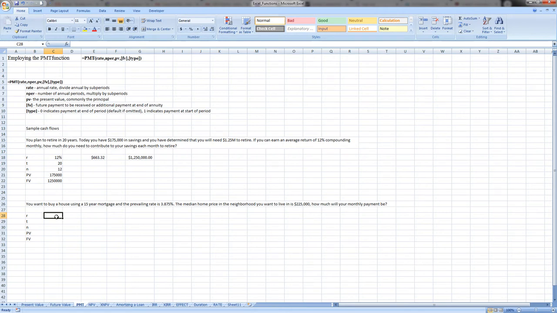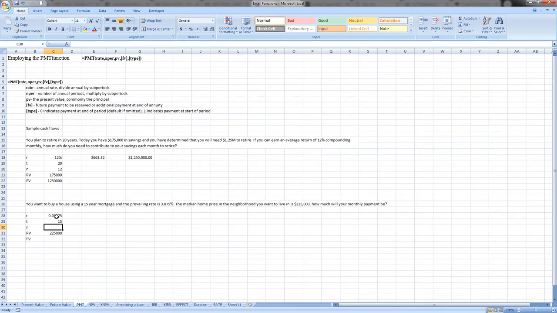The next scenario is you want to buy a house using a 15-year mortgage. So what we're looking at is you know how much you approximately want to spend today. There's a cost in time. So you want to use a 15-year mortgage, and that tells us the number of years. The prevailing rate is 3 7/8. The median home price in the neighborhood you want to live in is $225,000. So that gives us the present value for the loan. How much will your monthly payments be?